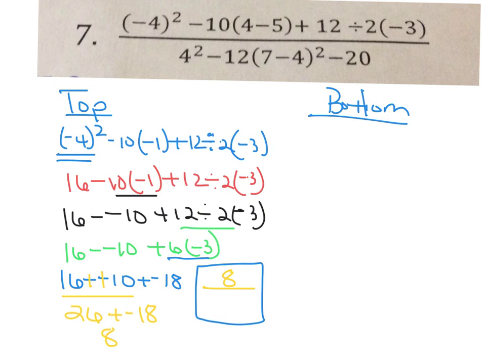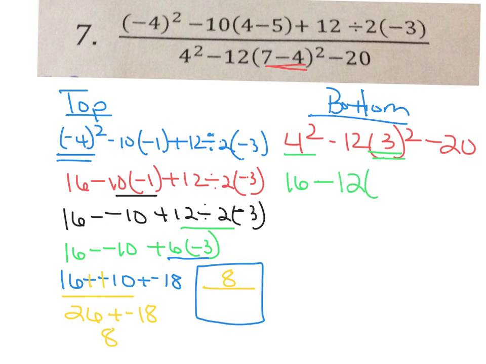So in the bottom of the problem, I'm going to do in parentheses 7 minus 4 first. So I have 4 squared minus 12 times 3 squared minus 20. Okay, I'm ready to do exponents, and I'm going to do both of these. 4 squared is 16 minus, I'm going to do 3 squared next, that's 9. And again, I haven't touched that 12 yet.